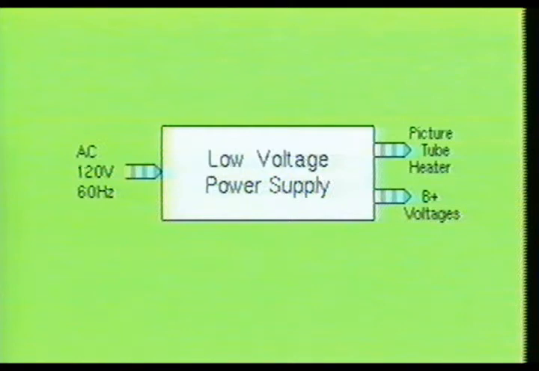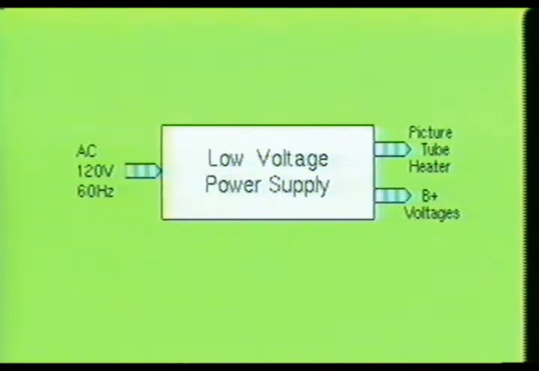The demand for current from this stage will normally range from 400 to 1500 milliamps. The voltage levels being produced by this stage will range from a few volts to over 300 volts DC.